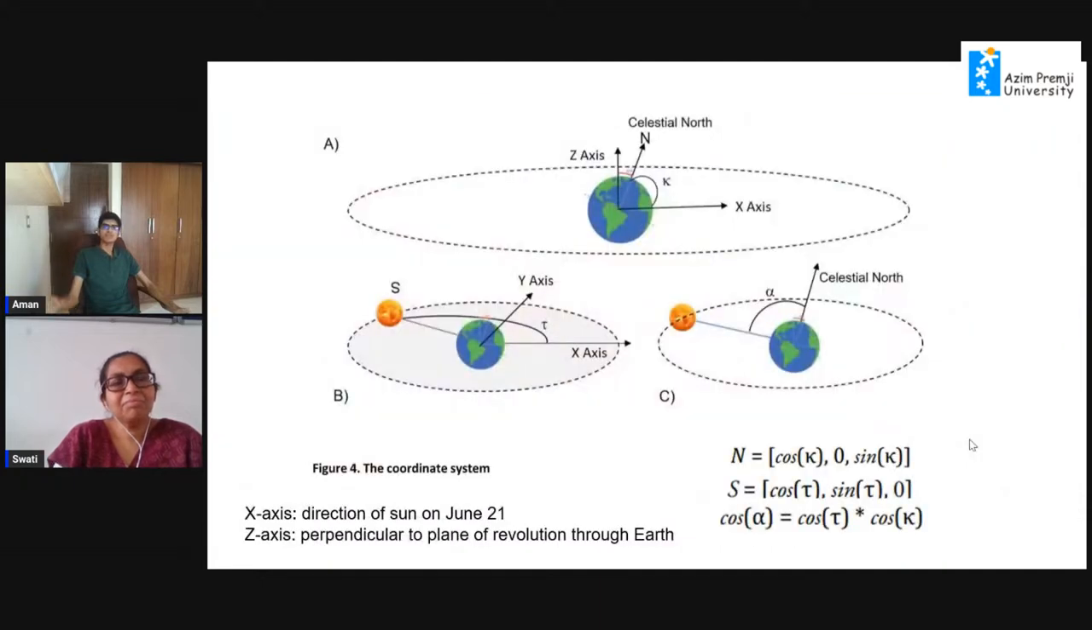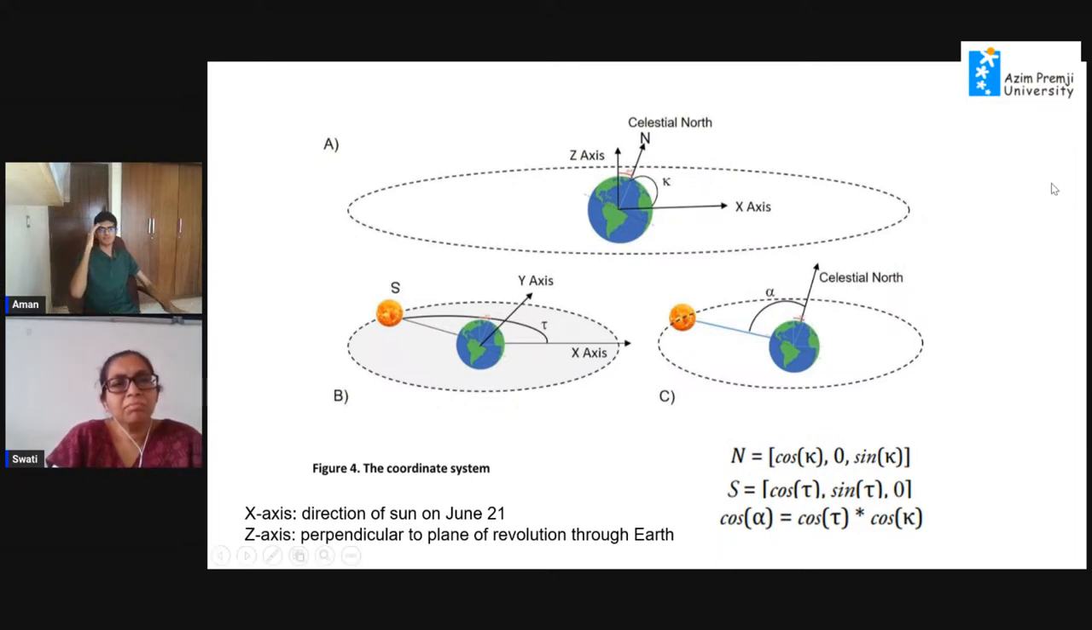Okay, so now let's just quickly look at some of the math. I think my whole thing should be visible, right? It is visible. Okay, so we have to define some axes. We have to define x, y, and z axis. We don't have to define our y axis for this problem directly. So we can just define our x axis as the direction.